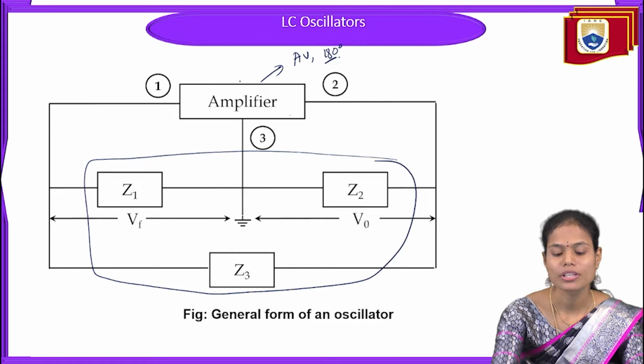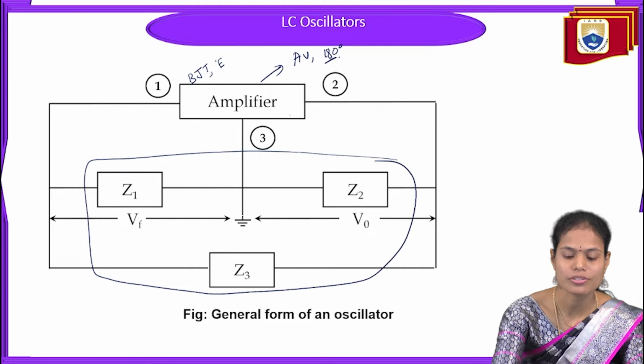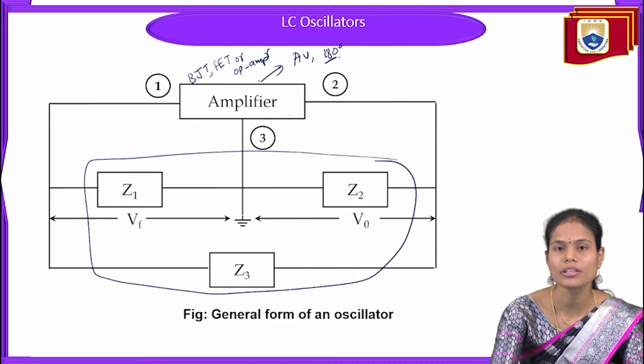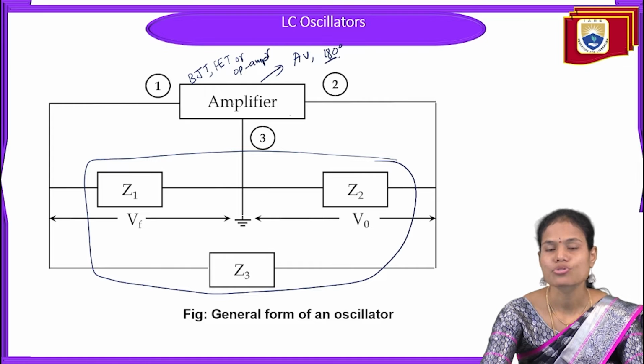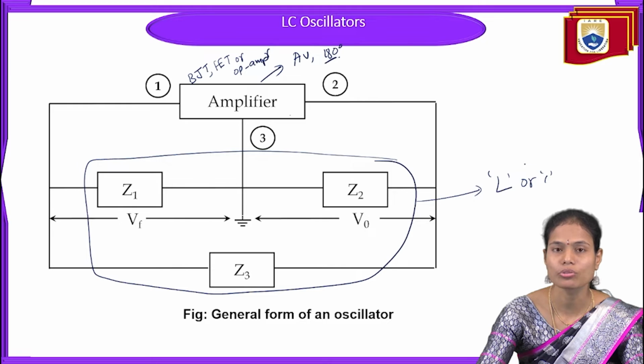Here, in this case, we can utilize a bipolar junction transistor or a field effect transistor or an operational amplifier. We can utilize any one of these devices to construct the amplifier in the case of an oscillator. And in the feedback network, we can utilize either inductors or capacitors to form the tank circuit and to generate the sustained oscillations with the desired frequency.